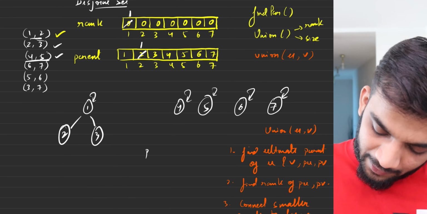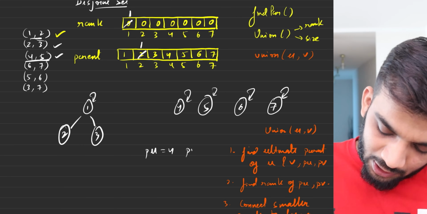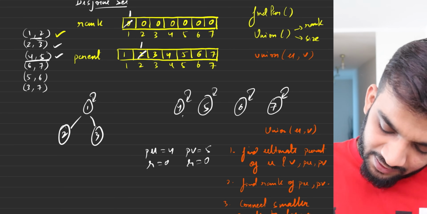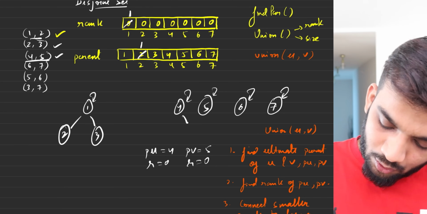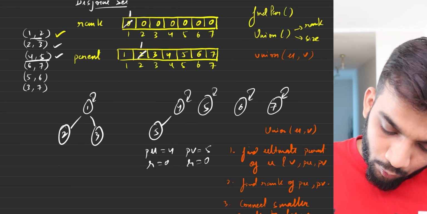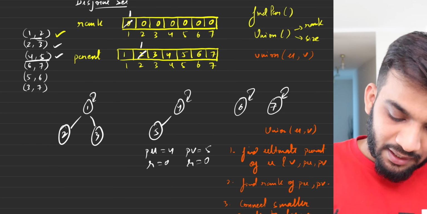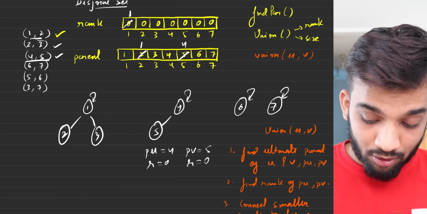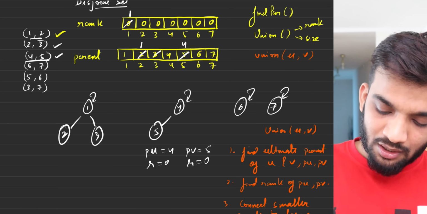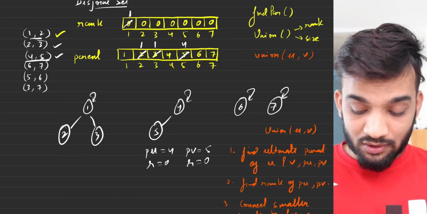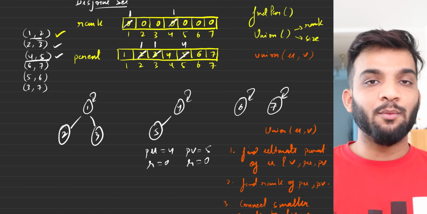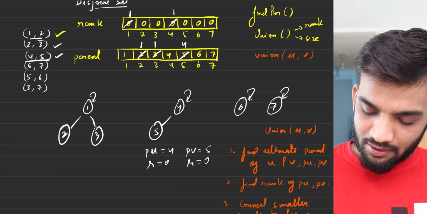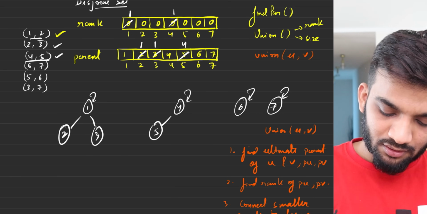Who is the ultimate parent of 4? 4 is the ultimate parent of 4, and 5 is the ultimate parent of 5. What's the rank? 0, 0. Connect anyone to anyone. So what I'll do is I'll go ahead and connect 5 to 4 and I'll erase this. I'll update the parent of 5 to 4. And by the way, I forgot to update the parent of 3. It will be 1. The other thing I'll do is increase the rank by 1, because two same guys connected, height increases. So done. Perfect.